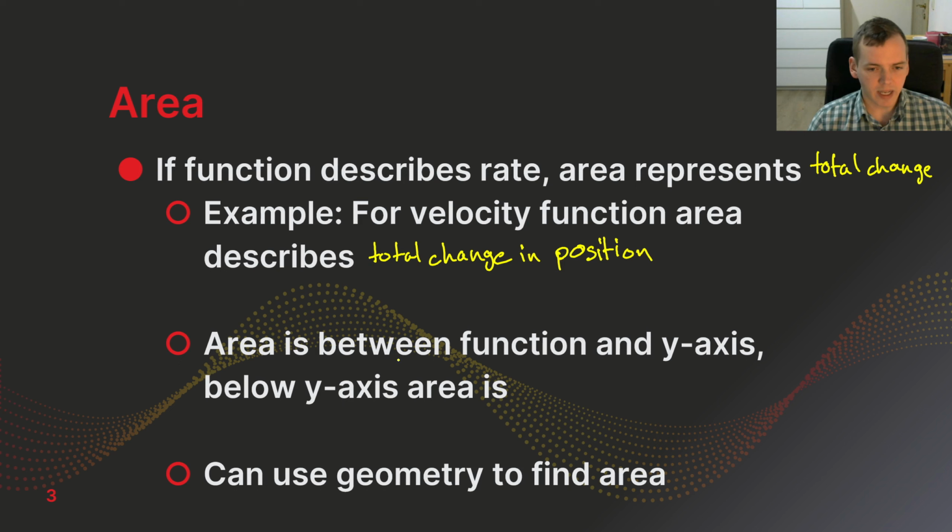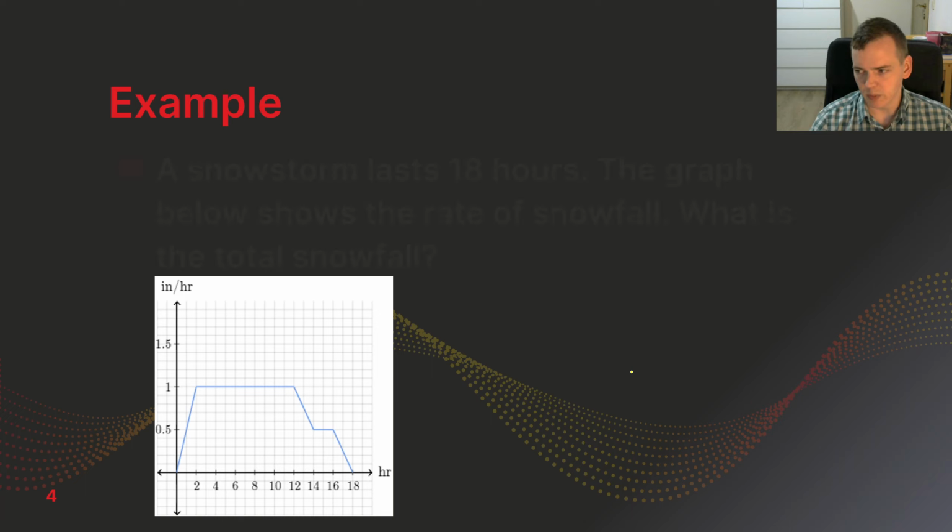Area is defined as between the y-axis and the, that is wrong, it's between the function and the x-axis. If it's below the x-axis, then the area is negative. And we can use geometry to find the area of simple expressions. So this next example will put that all into perspective.